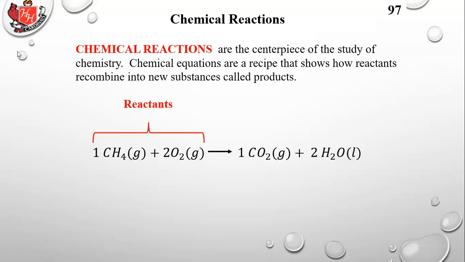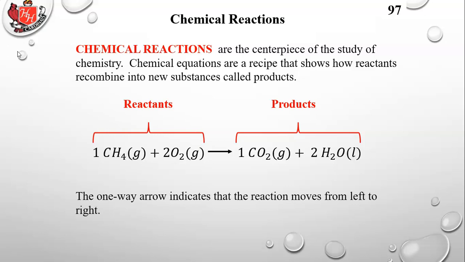So on the left, they're called the reactants. And on the right they're called the products. That's what's produced. Now we'll get into chemical reactions later that can actually move backwards. They can move from products to reactants. But the natural way for this reaction to happen is to go from the left reactants to the right products, just like you read a sentence from left to right. The one-way arrow indicates that the reaction moves from left to right only. This particular reaction cannot go backwards from products to reactants.